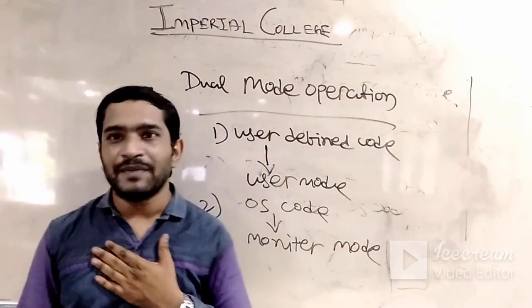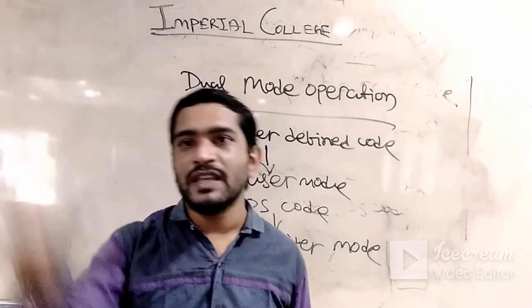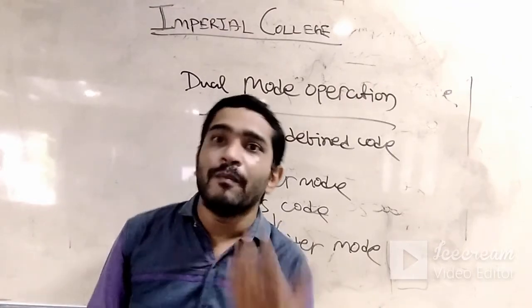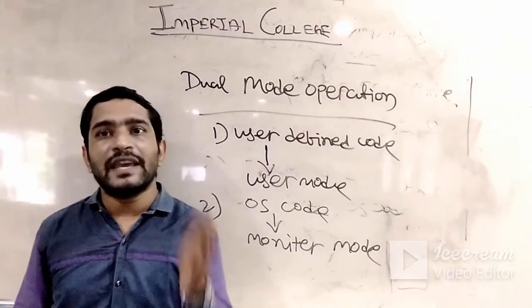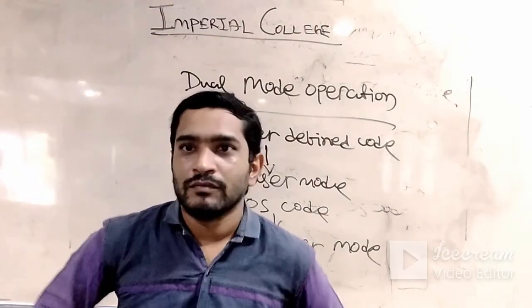Because we are user defined users, human beings, we know that yes, this is machine code and this is system code. But how will the OS know, how will the compiler know that it will be executed in user defined code mode or in the operating system mode?